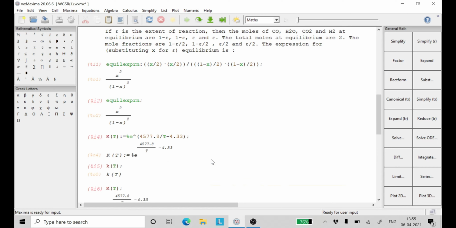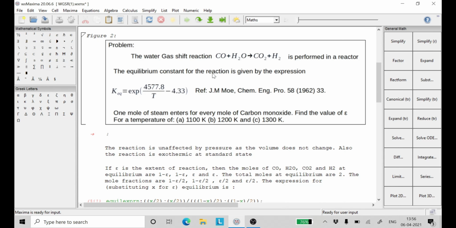The conversion has decreased. This is not surprising because the reaction is exothermic, and as per Le Chatelier's principle, if we increase the temperature, the equilibrium should shift towards the reactants.